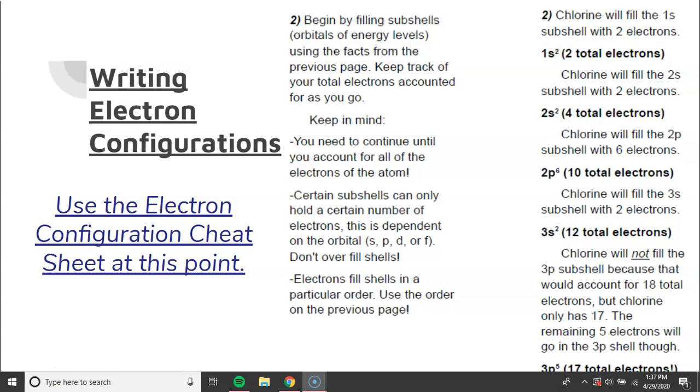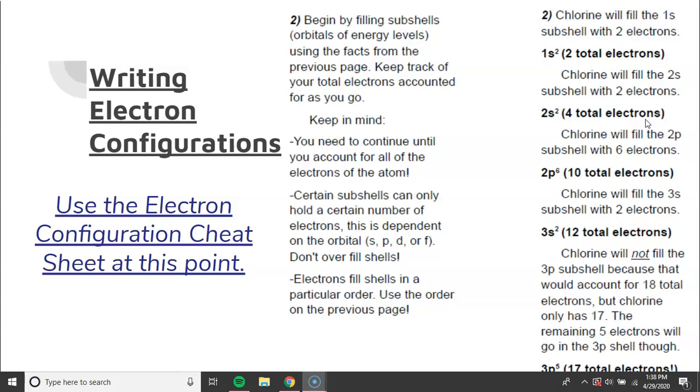I still see myself, but the very first way I'm going to start out here is chlorine will fill the 1s subshell with 2 electrons. Why do I say 2? Because an s orbital can only hold 2 electrons. So far what I've got in my electron configuration is 1s2, and I've accounted for 2 total electrons. Next, I'm moving up that list. Chlorine will fill the 2s subshell with 2 more electrons. Again, 2 more because that's all an s orbital can hold. So then I've got 2s2, which accounts for, with the 1s2, a total of 4 electrons.